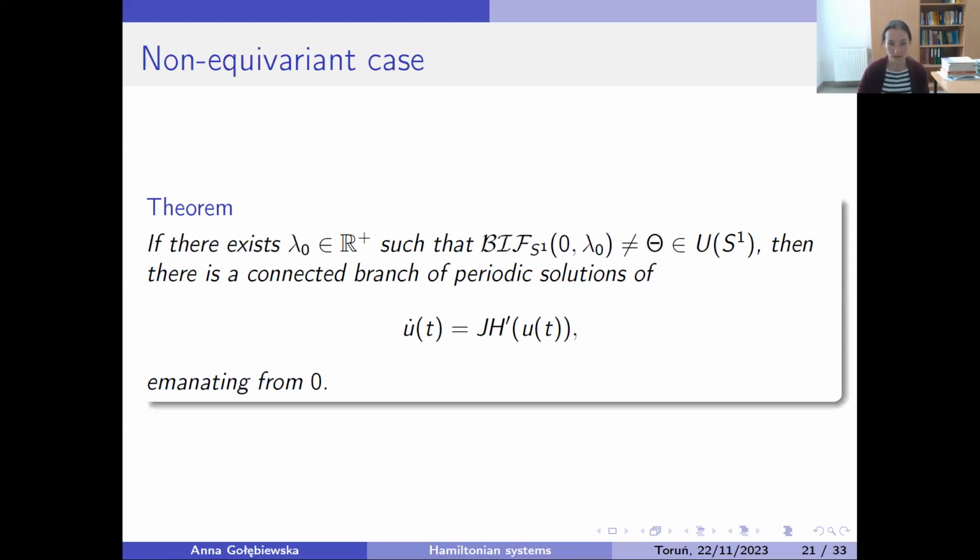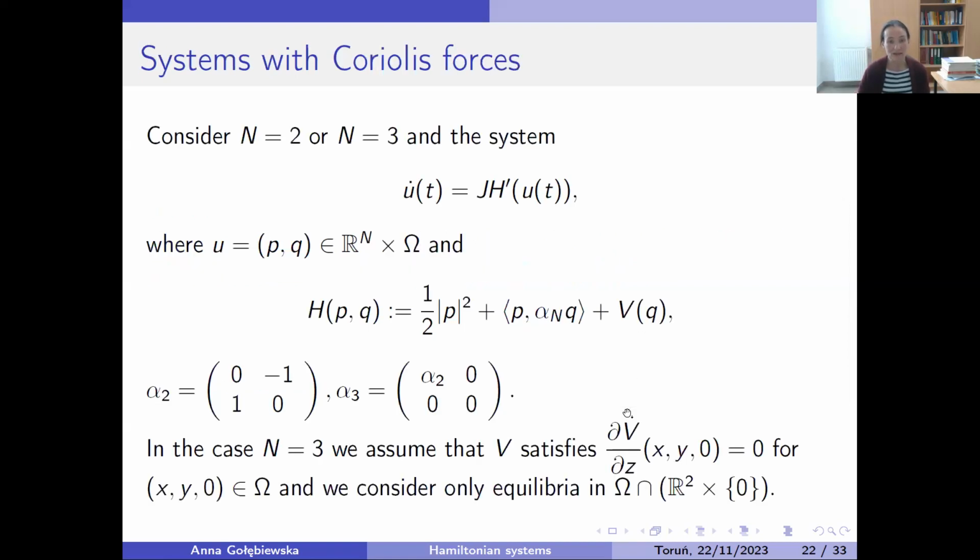So what does it mean? Connected branch of periodic solutions? It means that we obtain the existence of the whole family of periodic solutions, so infinitely many periodic non-constant solutions in the neighborhood of our constant solution. And in fact, the only problem is to compute the change of the Morse index, and I will show briefly how to do it for the systems with Coriolis forces.